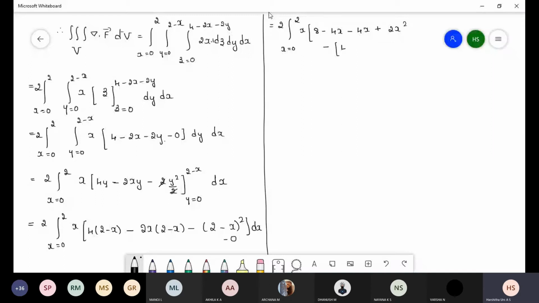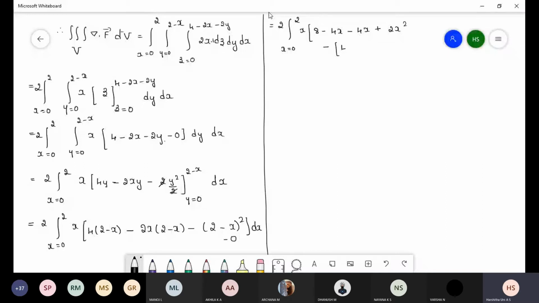Now, with respect to x, I will do the integration. 4x square divided by 2 minus 4x cube divided by 3 plus x power 4 divided by 4, x is equal to 0 to 2. So 2 into 4 into 4 divided by 2 minus 4 into 8 divided by 3 plus 16 divided by 4.